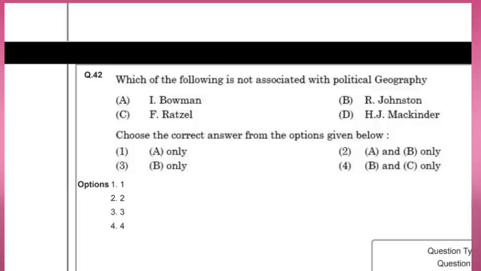Basically, which one is not associated with political geography? The correct answer is R. Johnston, who is not associated with political geography. Option 3 is the correct answer.